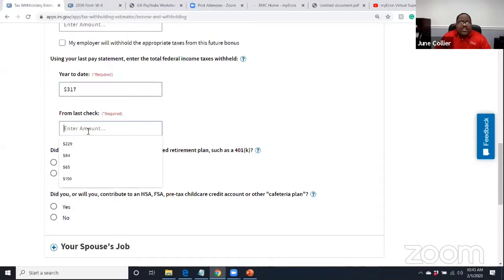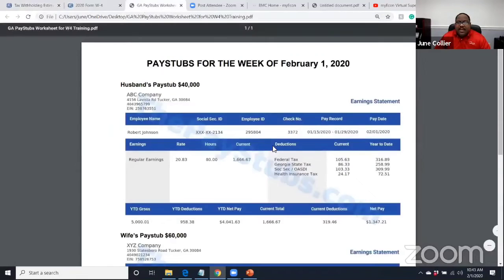And then it's going to ask you, how much have you had withheld from your last paycheck? So we'll go back to the paycheck stub again. We'll look at the last pay stub, which is under current. Currently, he paid $105.63. So we'll round that up to 106.